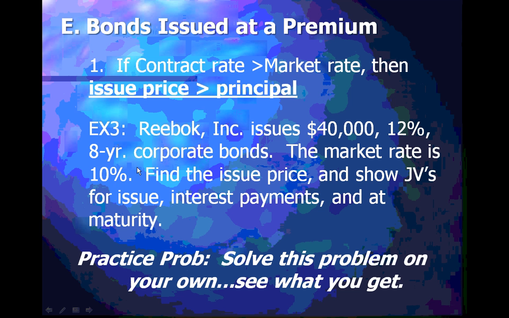Nobody's going to go to the market at 10% if they trust us and they like our company and they think we're solvent and reliable and they can get 12% from us. Well, this is a better financial investment for investors. Therefore, they're going to come to us, so we should charge more. That's called the premium. If we have more value, then we should charge more. Find the issue price, show the journal entries at issue, show the interest payments, and at maturity.